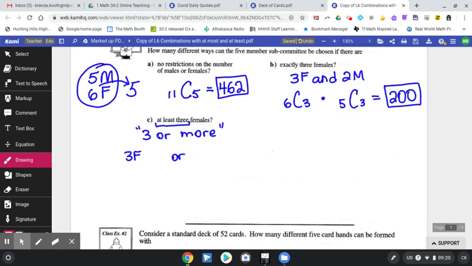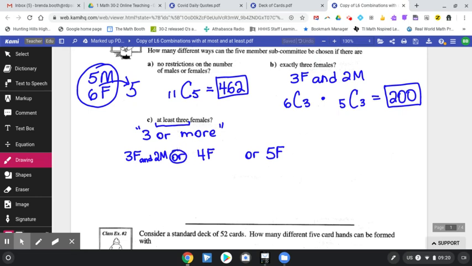Or you could have 4 females. Or you could have 5 females. So that's what it means when it says at least 3 females. Our committee will have 3 females or 4 females or 5 females. But remember that we're making groups of 5. So in this scenario where I've got 3 females, I would also have 2 males.